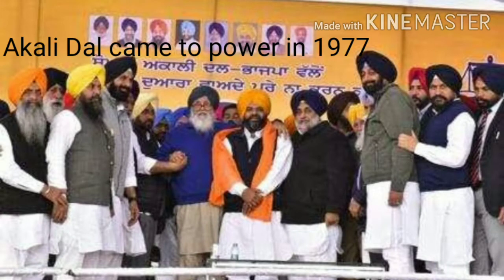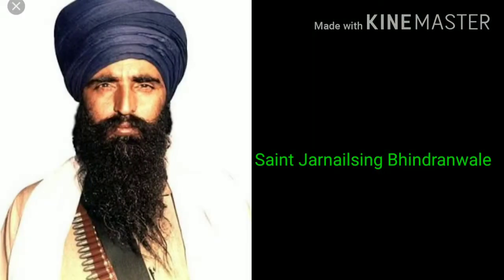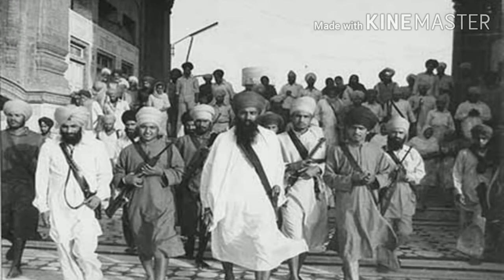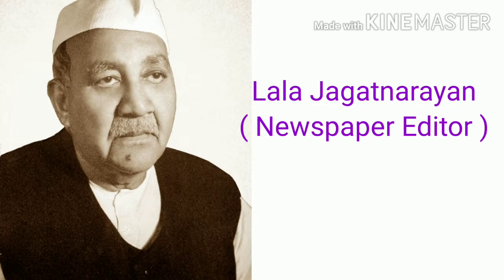Akali Dal came to power in Punjab in 1977. While taking charge, along with all demands, it also asked for larger shares of river waters to Punjab and status of holy city for Amritsar. Not only this, the movement for independent Khalistan took roots in 1980 and Sant Jarnail Singh Bhindranwale was a strong supporter of Khalistan, as well as his armed followers started terrorist activities over there. Further, Bhindranwale was arrested in 1981 for the murder of Lala Jagat Narayan, a newspaper editor.